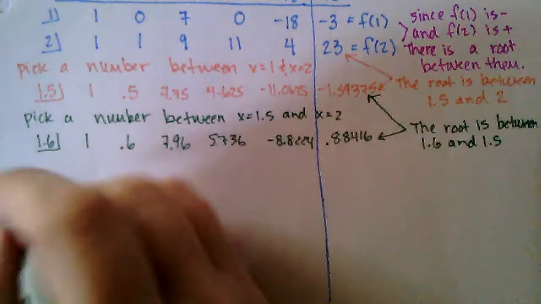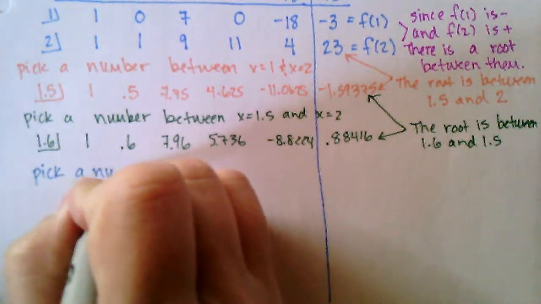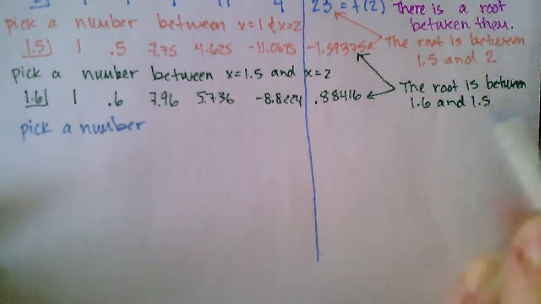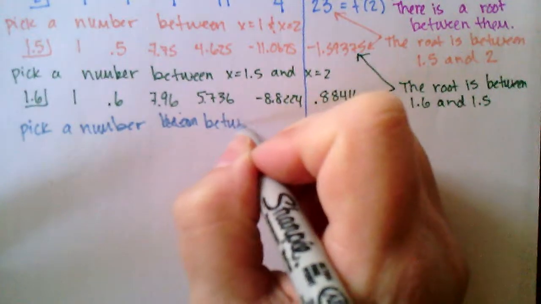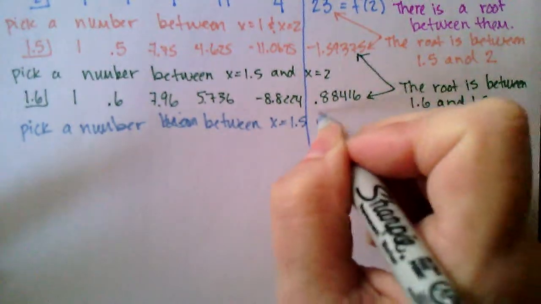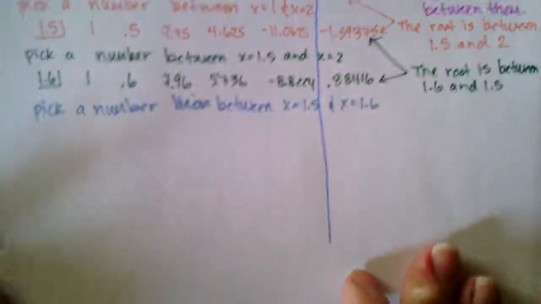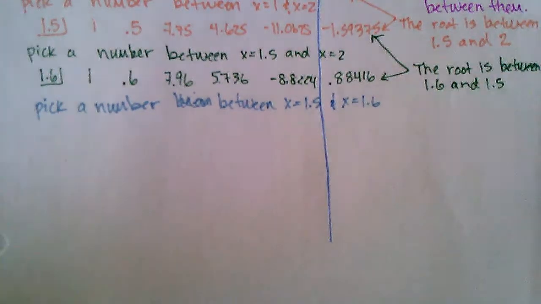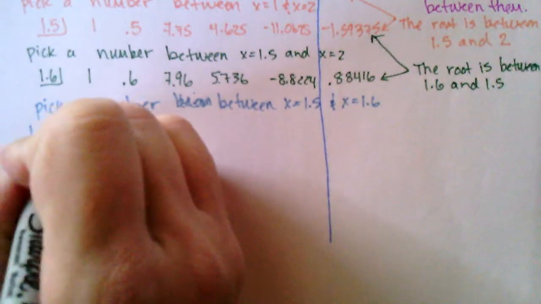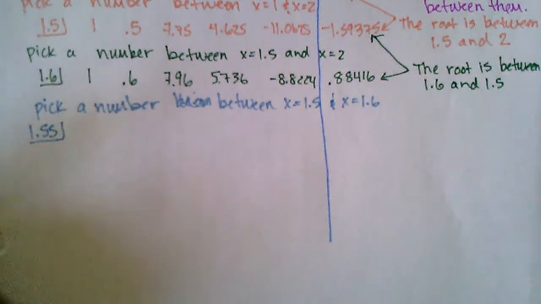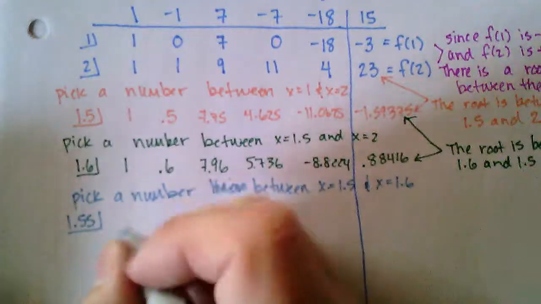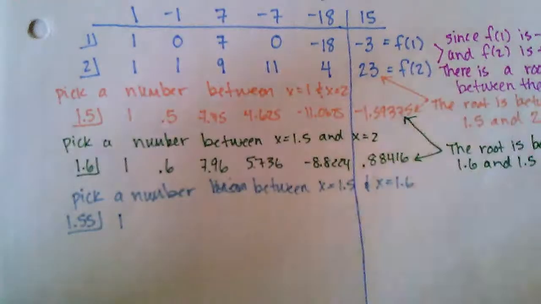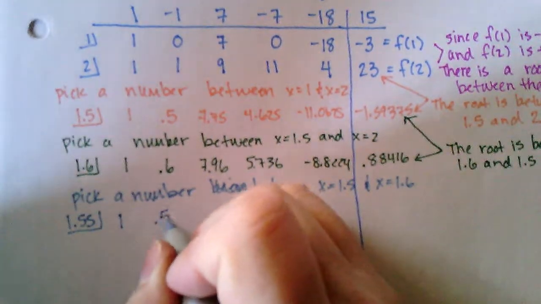So now I'm going to pick a number that is between 1.5 and 1.6. Between x equals 1.5 and x equals 1.6. So maybe right in the middle, 1.55. So if I choose 1.55, and then I do that synthetic division again. So bring the 1 straight down. 1 times 1.55 plus negative 1 gives me 0.55.